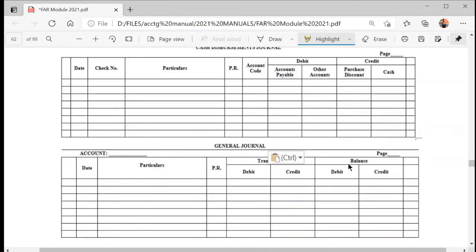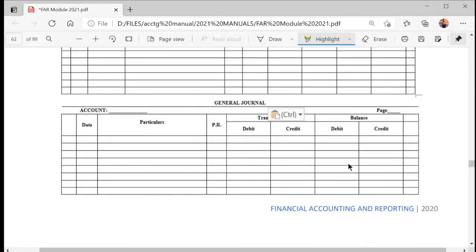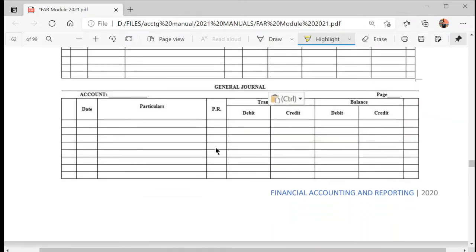Then, again, the general journal is the journal for those that were not qualified in any of the four special journals. Okay, then you have the entries, so debit, credit. So, this is the ordinary journal entry, and then you place the balances here, whether it's a credit balance or a debit balance.